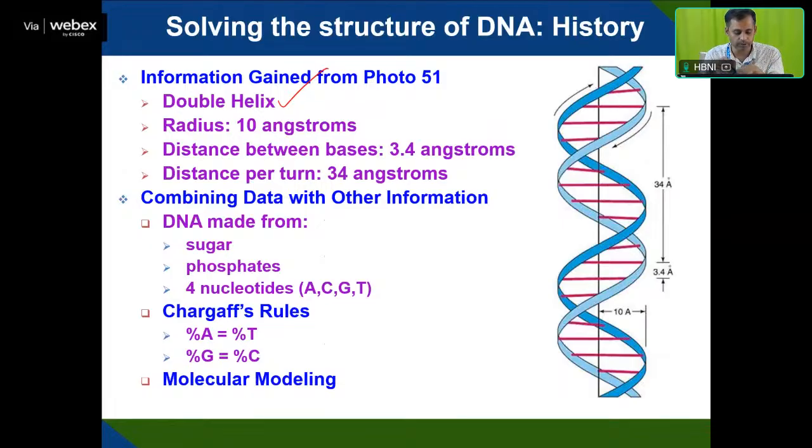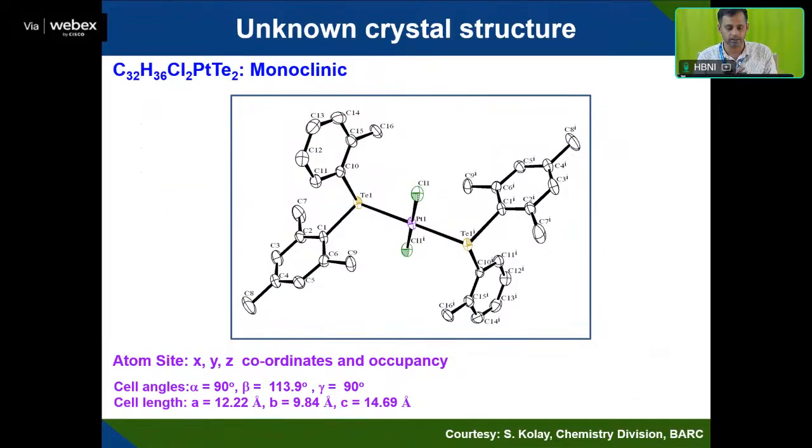This is with respect to that other parameter they obtained from combining a DNA made up of sugar, phosphate, nucleotides, CGT, as well as percentage. By combining those things in a model, they established this DNA crystal structure. So that was the best example, the first discovered DNA structure by using single crystal XRD.